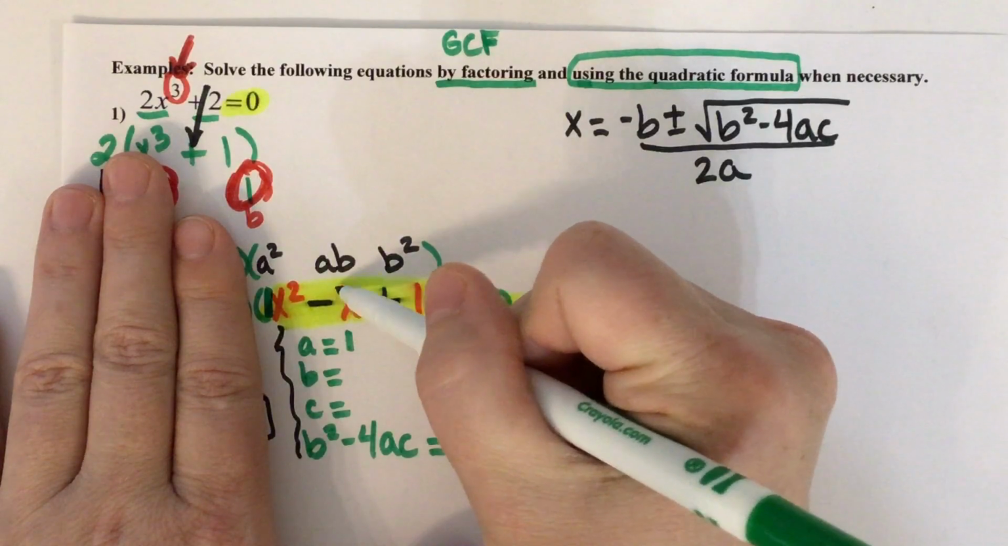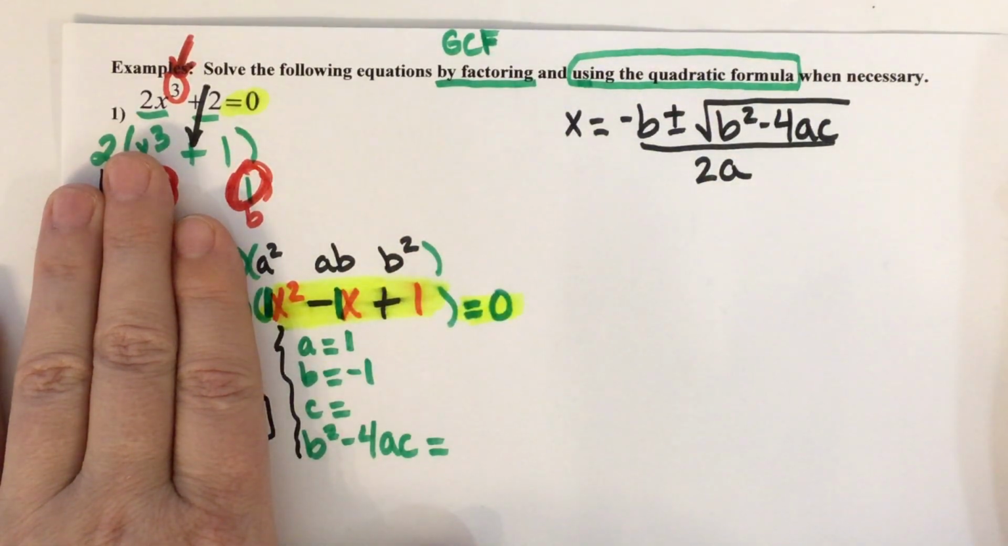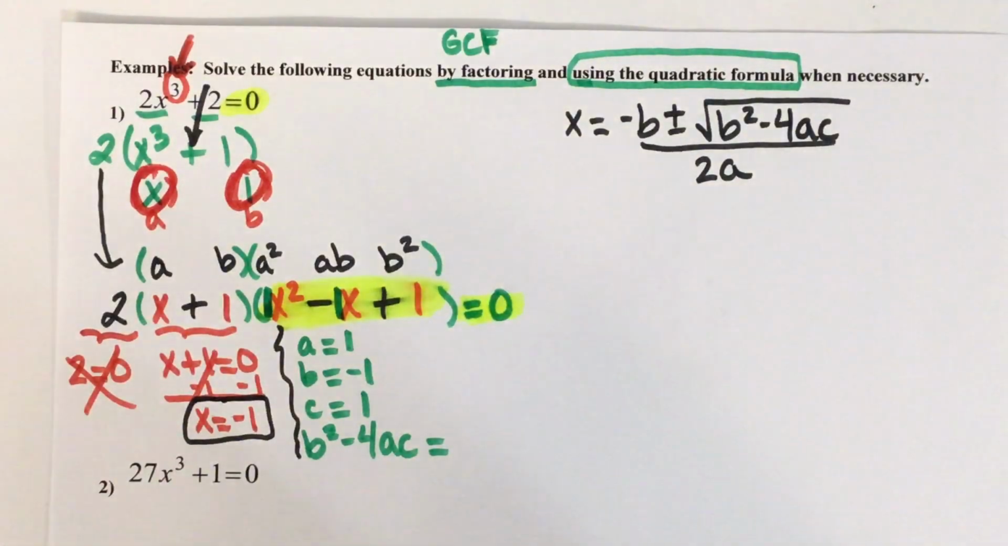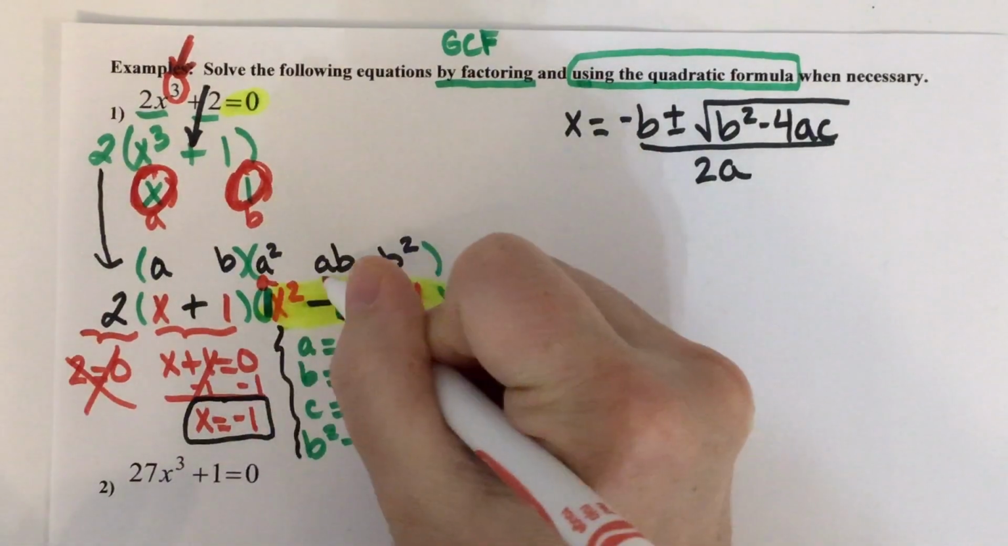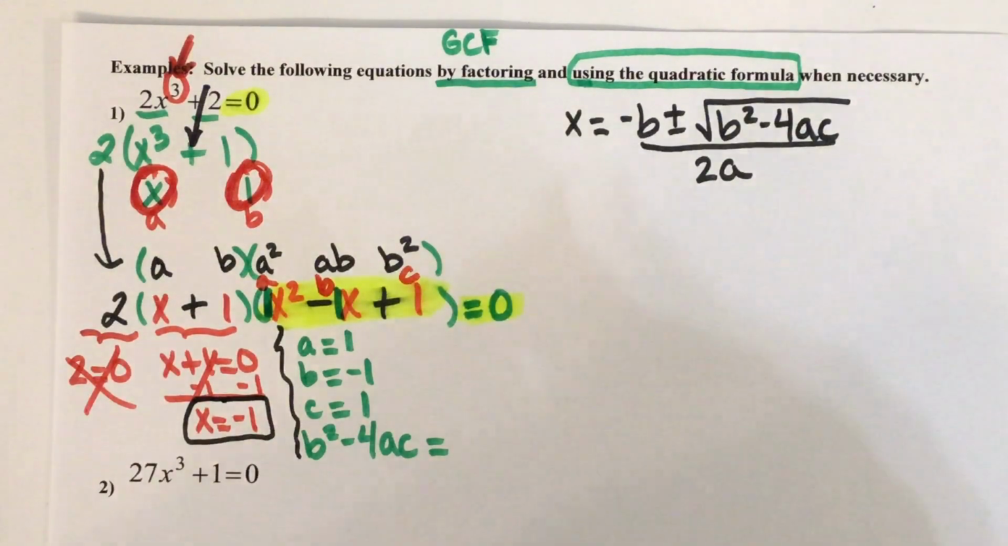B is -1. That's the number in front of the x. And who's c? C is the constant. Remember, it just goes in order. This is the a, this is the b, and this is the c. Remember? Okay, now I need to calculate b squared minus 4ac.